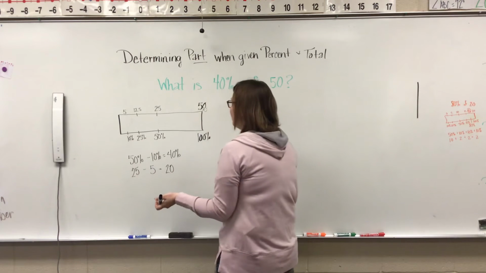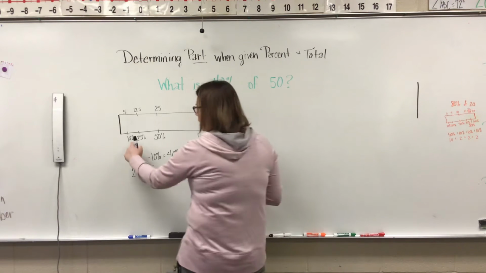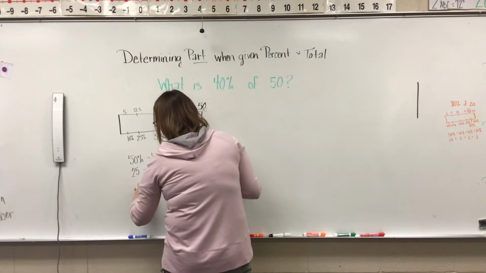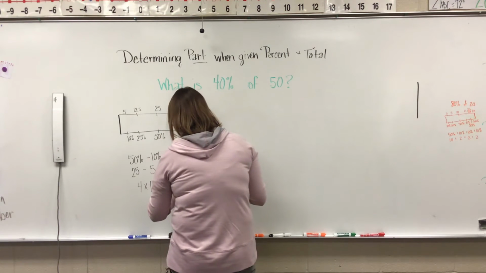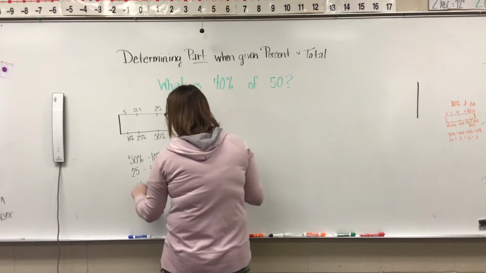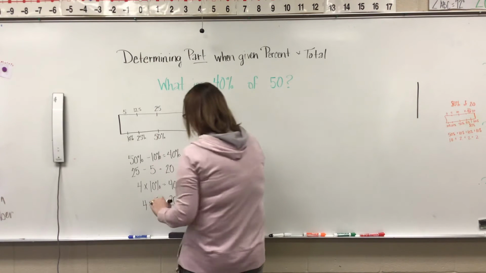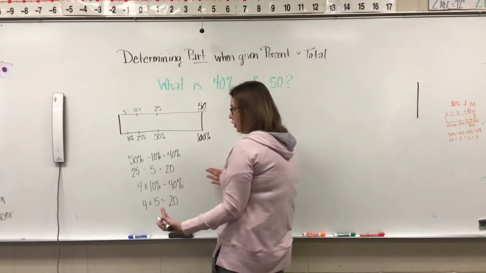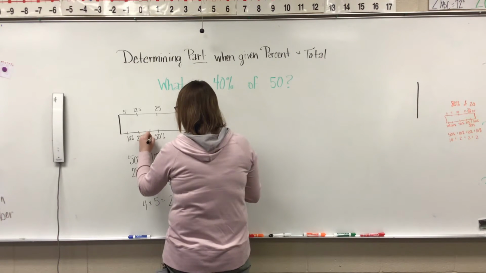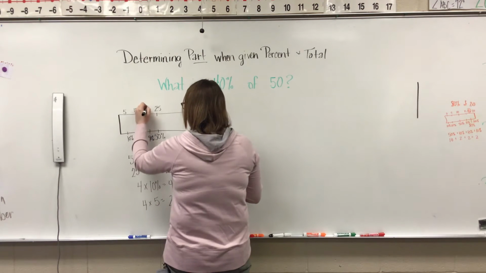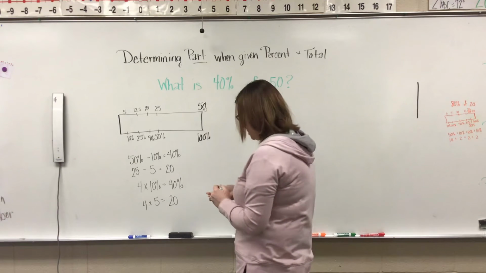Now, you might have looked at this and said, I think I would rather multiply. I think I'd rather have 4 tenths. So let's try that. If you did 4 times 10%, you would still get 40%. So we're going to keep our 4. 10% is 5, so we have 4 times 5. That gives us 20. So it doesn't matter which way you get your 40%, you're still going to get 20 as your answer. So we have 40% and 20. So this is the first way we learn how to do these problems at the beginning of the year.